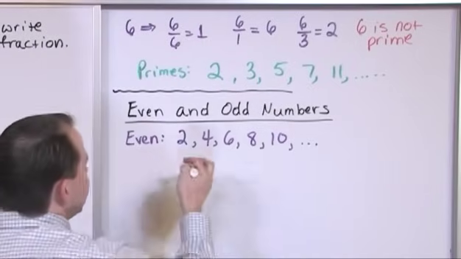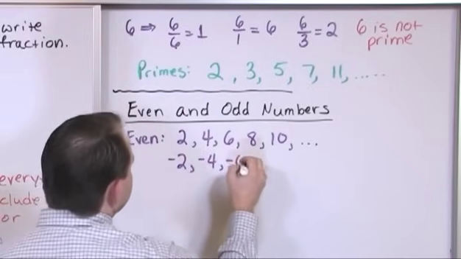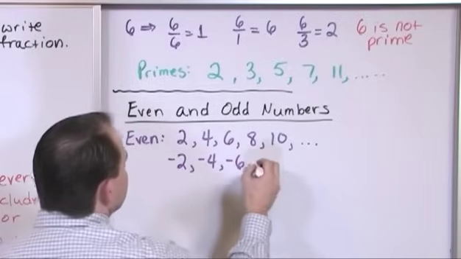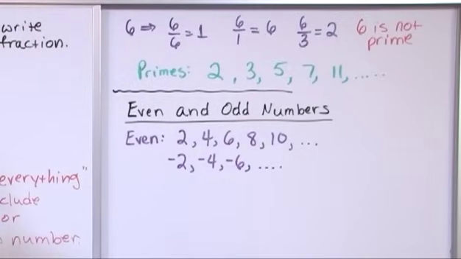Now, it doesn't matter if it's negative or positive, so negative 2 is also even, negative 4 is also even, negative 6 is also even, dot, dot, dot, negative 8, negative 10. So anything that is divisible by 2 is an even number, no matter if it's positive or negative. It's a very, very simple concept: counting by 2s.